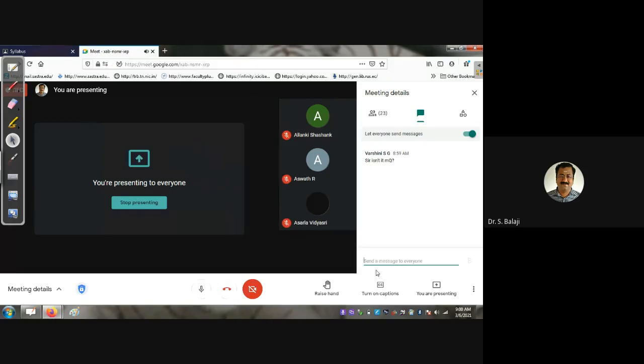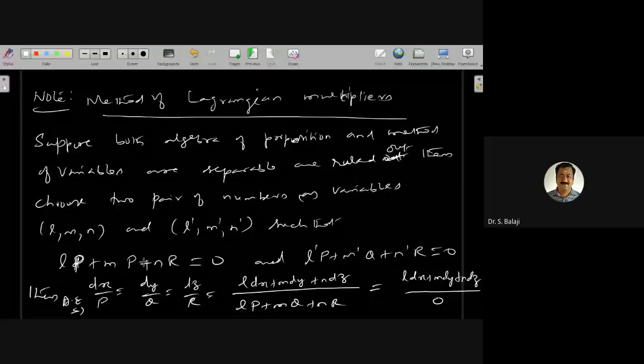LDX or MQ. MQ. MQ, LP plus MQ plus NR. Here L dash P, M dash Q plus N dash R. LP plus MQ plus NR is 0. This part is already 0. This part is already 0.